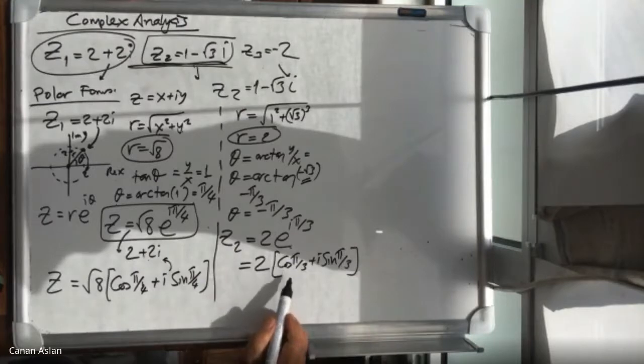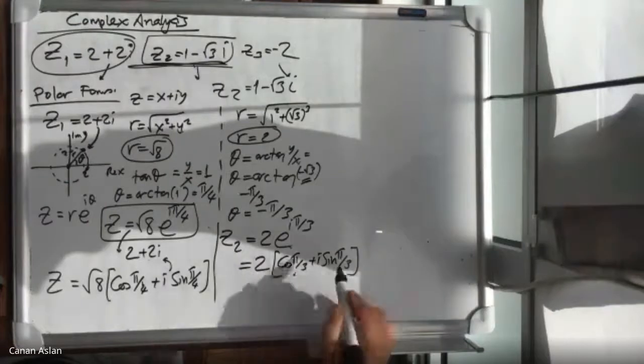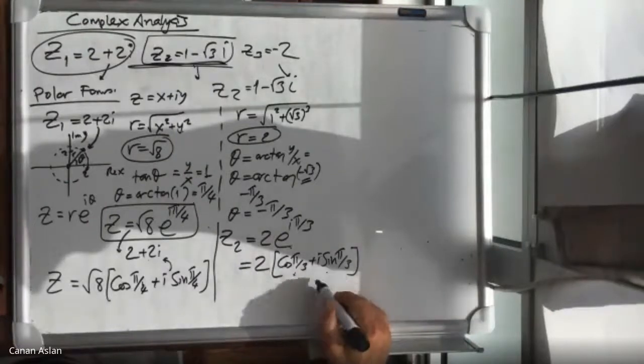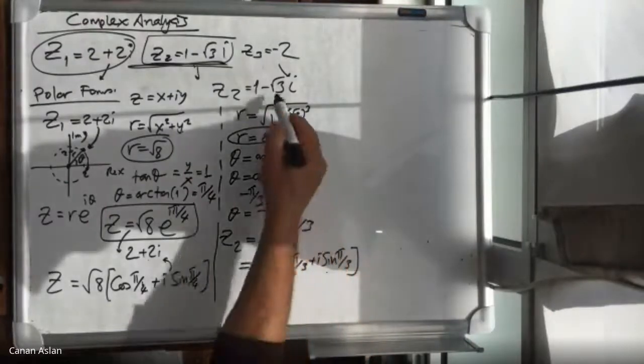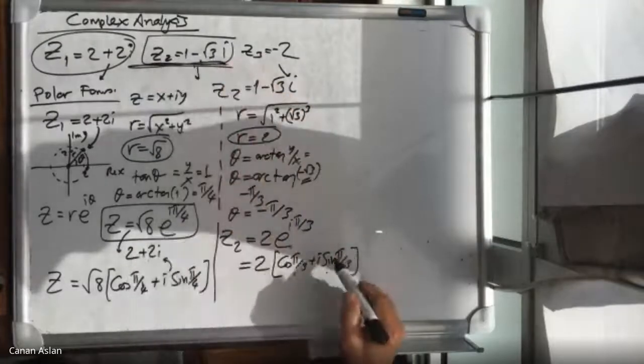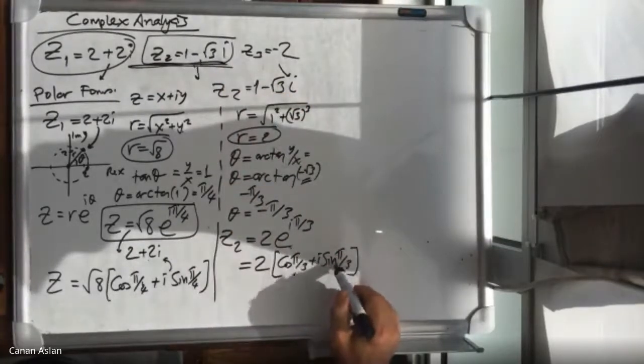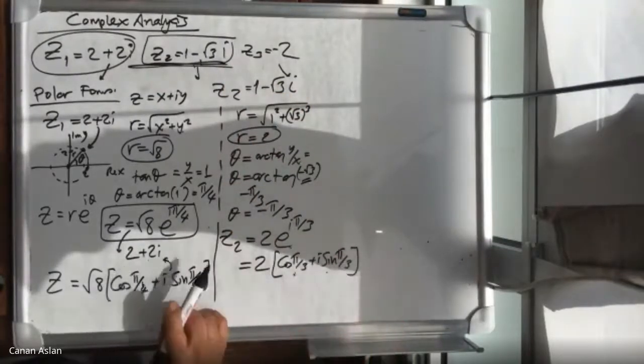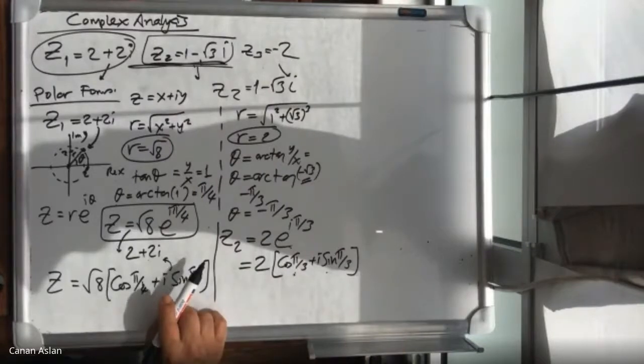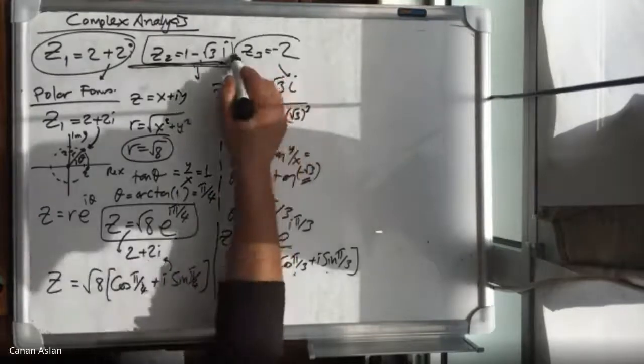So basically, if you get sine and cosine of pi over 3, you get 1 over 2 and square root of 3 over 2. The 2's cancel, and then exactly you get this one: 1 minus square root of 3i. Of course, this will be minus, because the sine of minus pi over 3 is negative. Good. So we solved this one, and let's look at Z3.